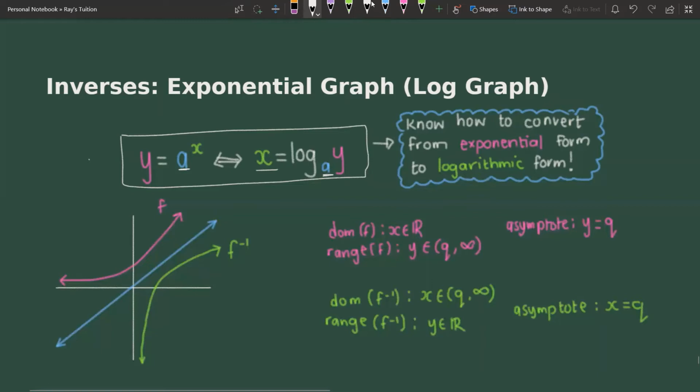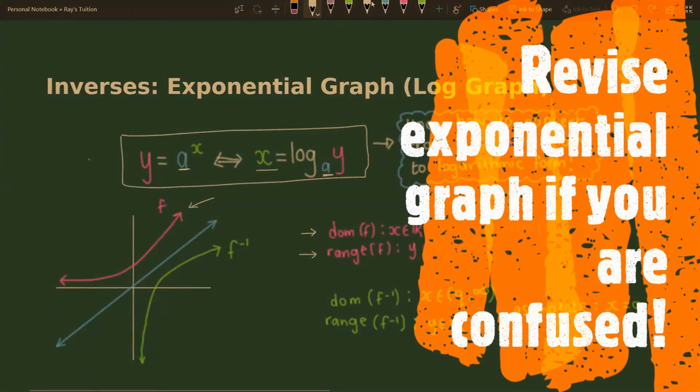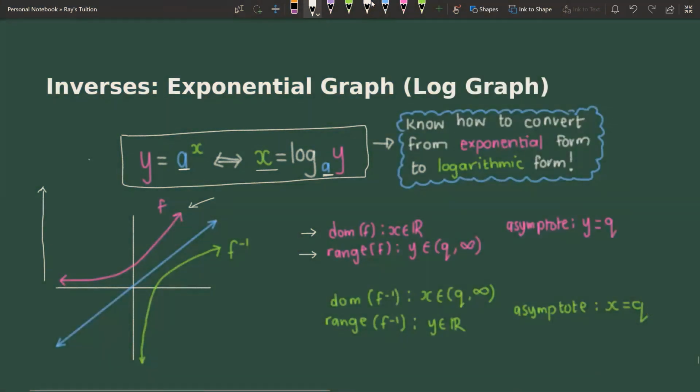Then what we have over here is our exponential graph that's plotted in pink, called f. If you remember the properties of the exponential graph, the domain is x is an element of real numbers, and the range is y is an element from the asymptote to infinity, because this is a positive one. So from whatever the asymptote is to infinity. And the asymptote is y is equal to q. These are properties for the exponential graph.